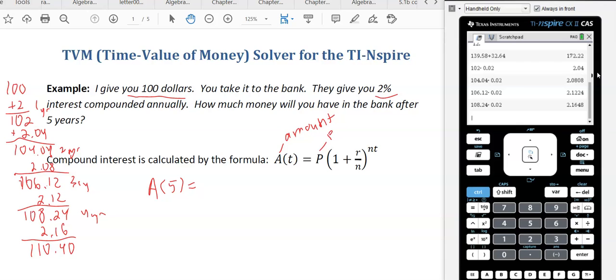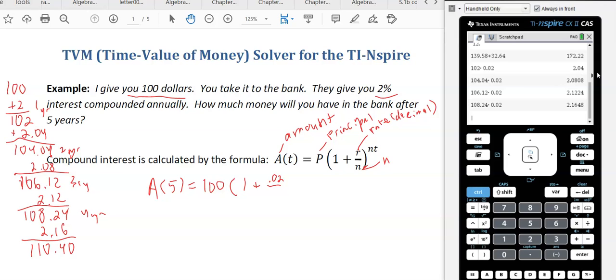P stands for the principal. That's how much you invest. So in this case, $100. We put $100 in the bank, so that's 100 times 1 plus the rate. Be careful with the rate. The rate is always written as a decimal. Do not write it as a 2, if it's 2%, don't put 2. You want it as a decimal. So this would be 0.02 as a decimal.